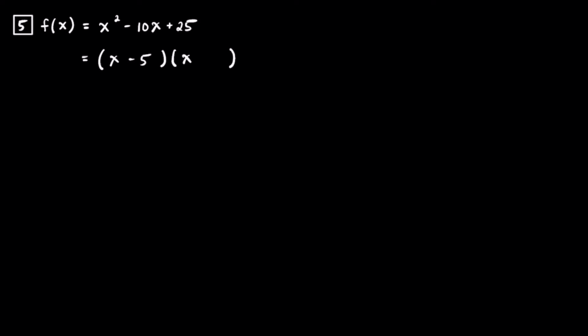I'm going to go with -5 and -5. So you're going to notice that these two binomials are actually identical, so that's why I said it was a perfect square trinomial. And so we can write this as the quantity of x minus 5 squared.